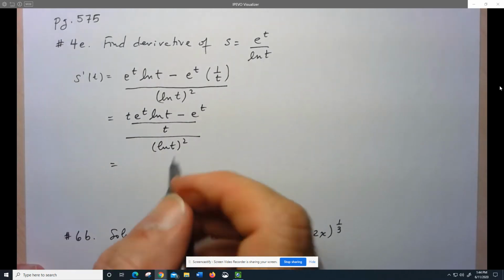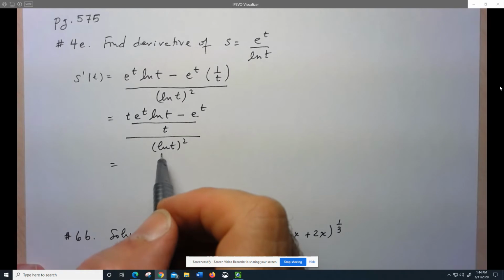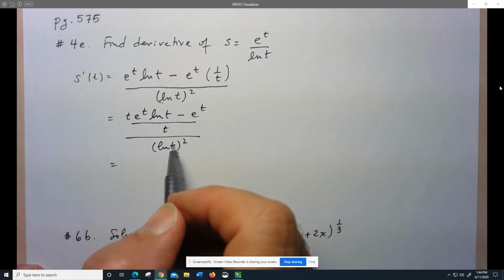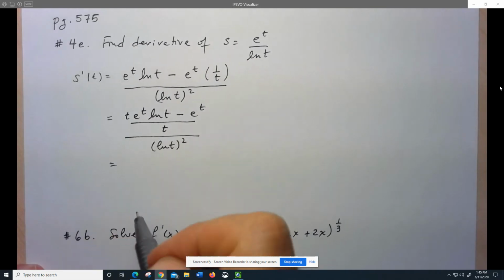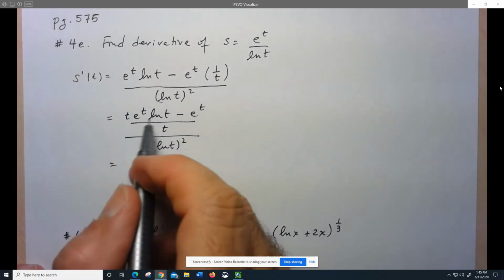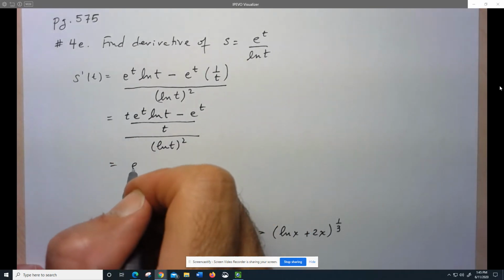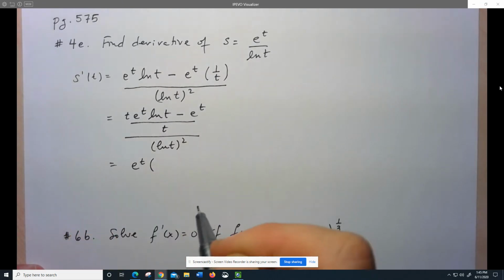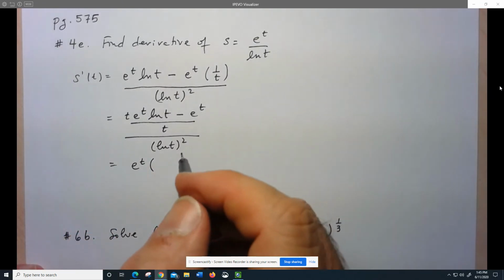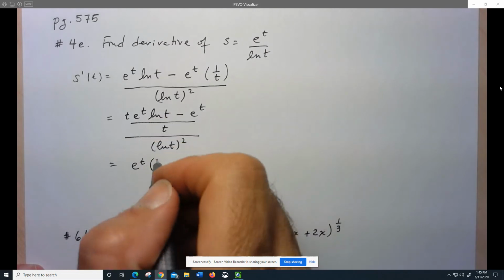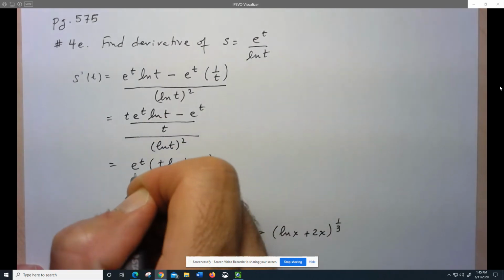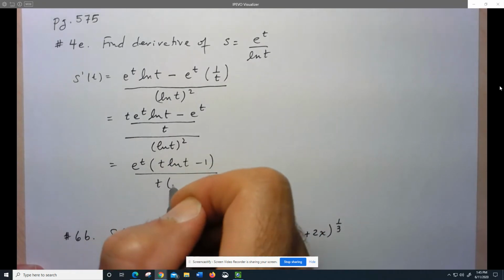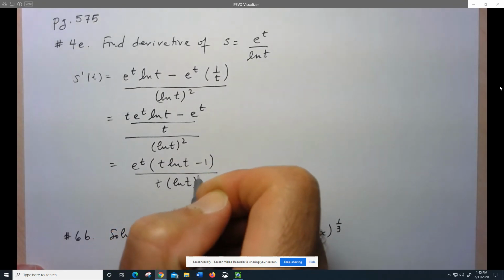Here, when I'm dividing by ln t squared, it's like multiplying by 1 over ln t squared. So this I'll just put into the denominator there. And if I want to, I guess I can factor out the e to the t. I don't know if that's actually simpler, but it's one way of writing it out. So what are we left with here? We're left with e to the t times (t ln t minus 1), and then here we have t times ln t squared.